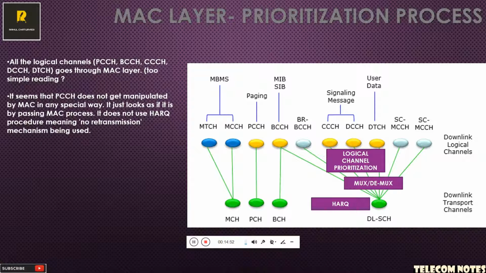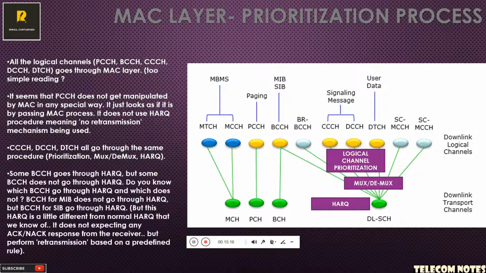It does not use the HARQ procedure, meaning no retransmission mechanism is used. CCCH, DCCH, and DTCH all go through the same procedure of prioritization, MUX and DMUX, that is multiplexing and demultiplexing, and HARQ.